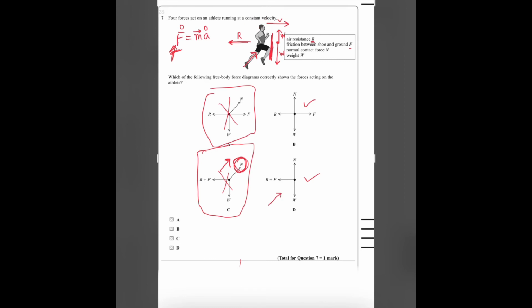Option D, these do not cancel out. There is a resultant force in this direction. Although the vertical components cancel out, the horizontal components do not cancel out. Only in B all the components cancel out, so the answer to this question is B.